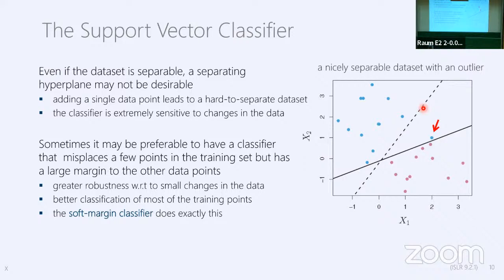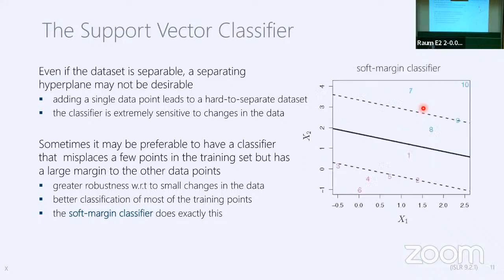Or in other words, just what we've written on the slides, we have greater robustness to small perturbations. We avoid fitting the noise. Both of these problems, overfitting and data that is not really separable, can be solved with the soft margin classifier.